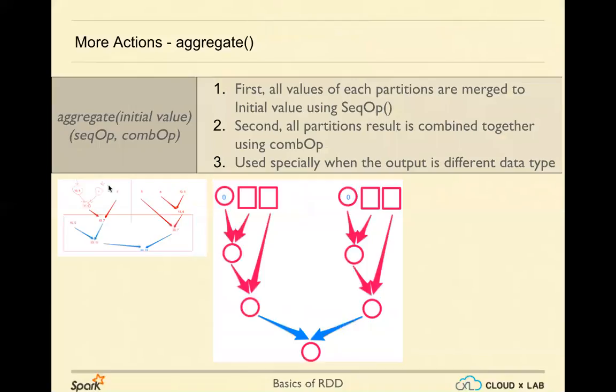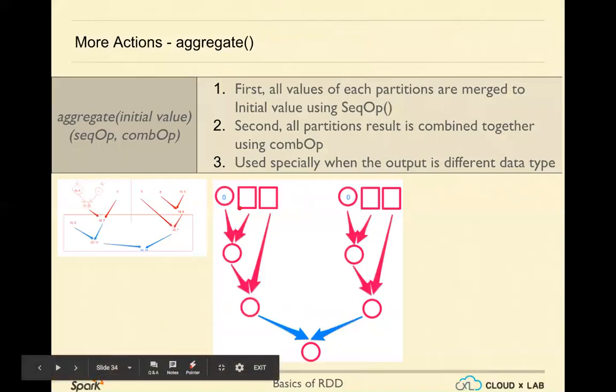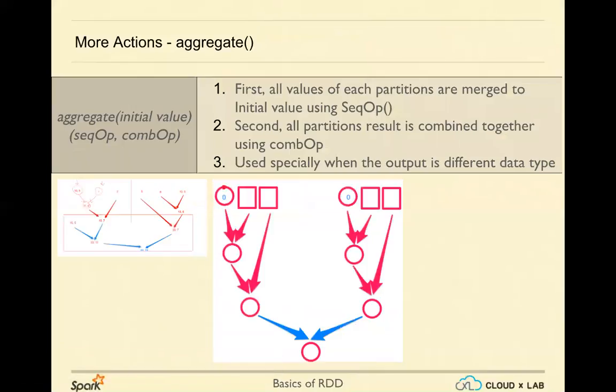So notice that in these cases we have an initial value, and this is your data from the RDD. Notice the shape of these things. Imagine the shape represents the data type. So the initial value is round and the RDD values are square. The first function that you write, called the sequence operation, is going to take the square and combine it with the circle.